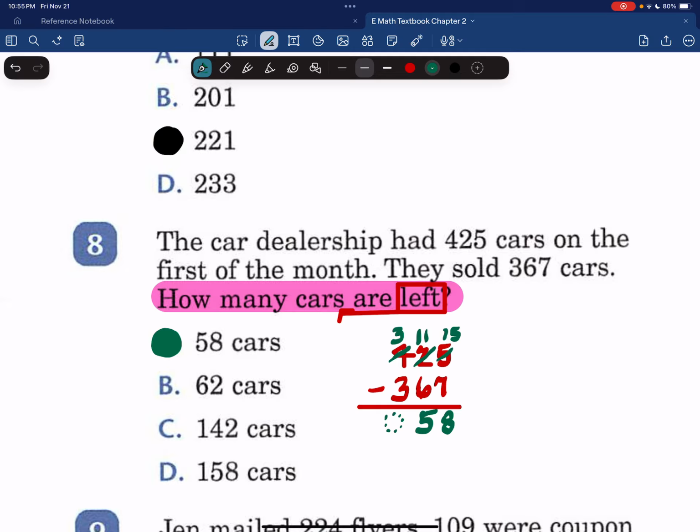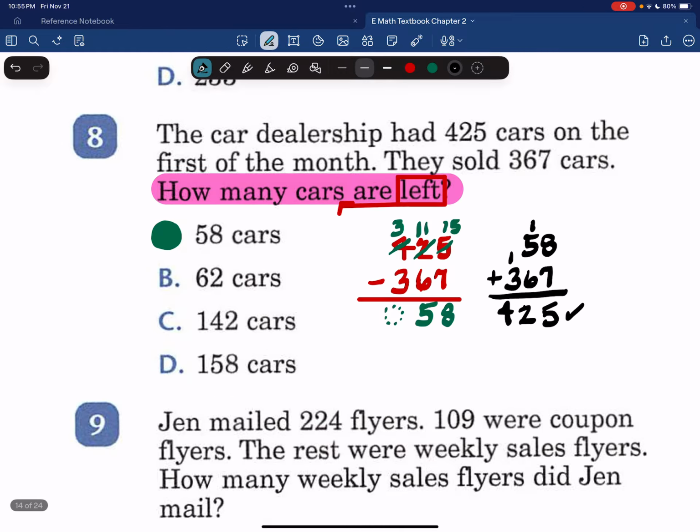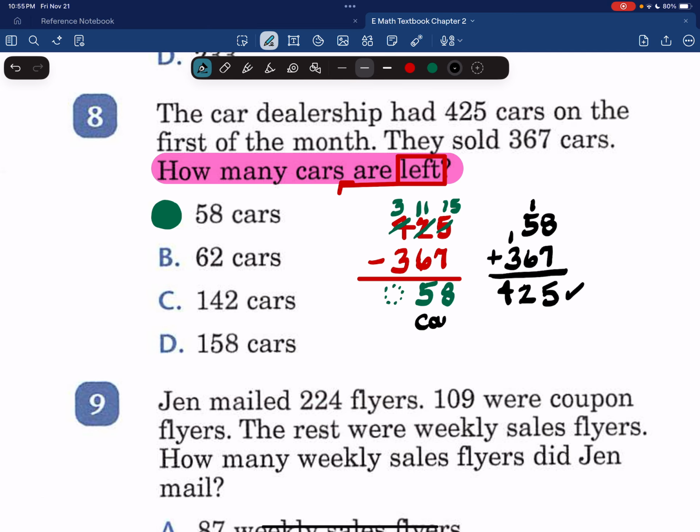But let's check, just to be sure. My answer plus the middle number, be careful lining it up, it's going to be 15, carry 1, 12 carry 1, and 4, 25. So 58 cars were left.